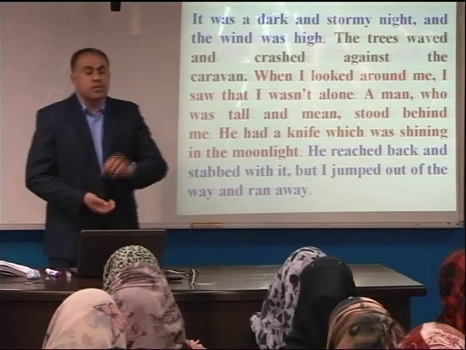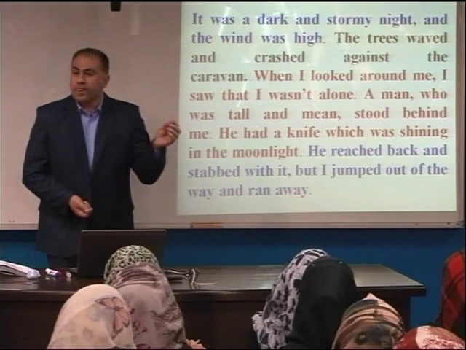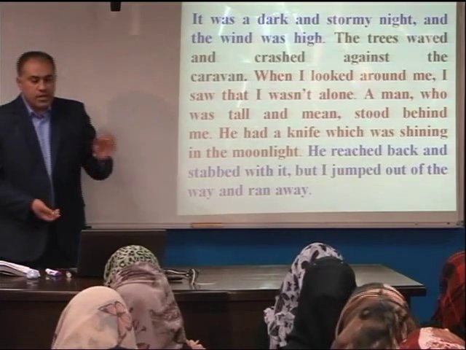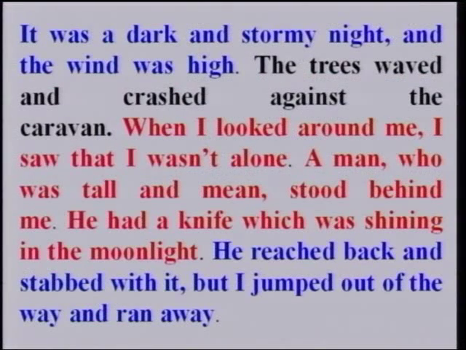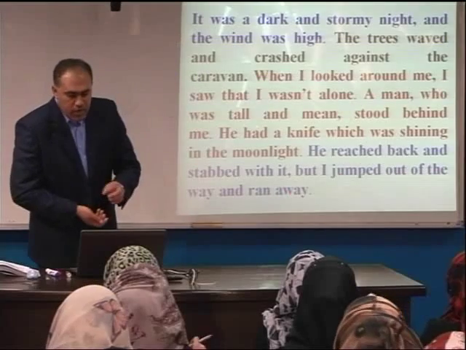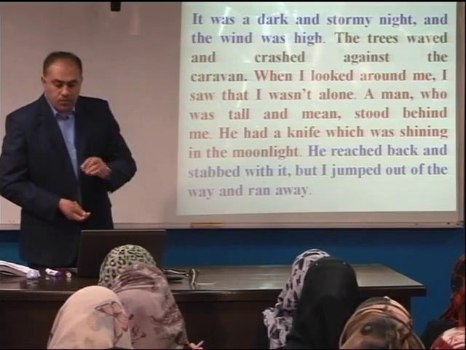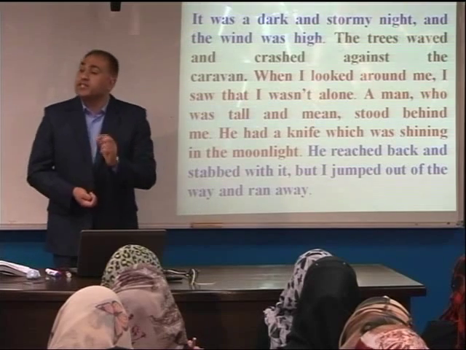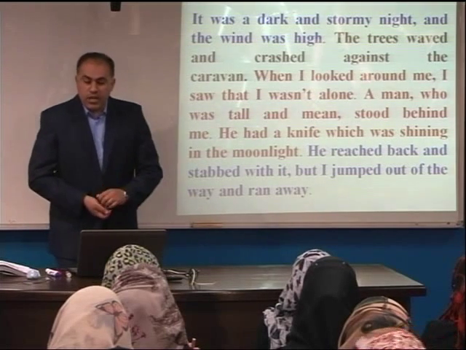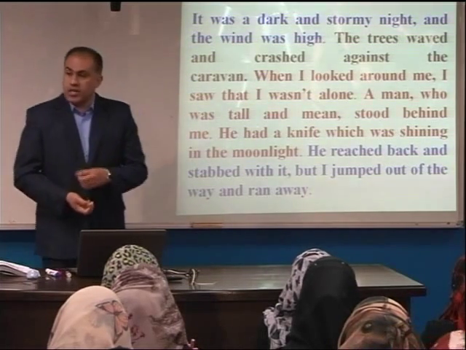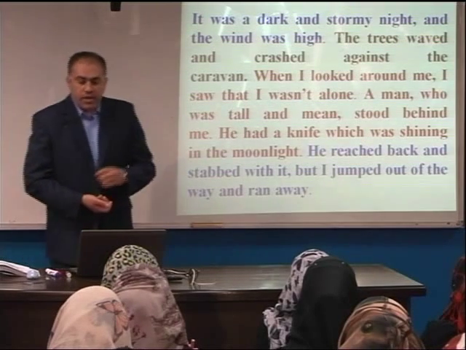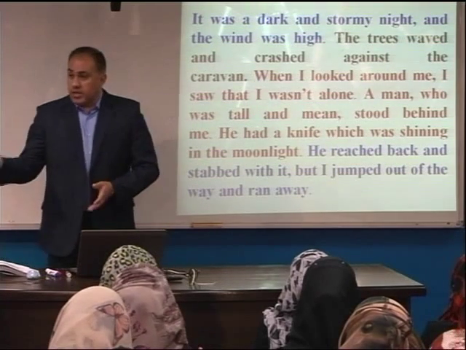Let's look at these sentence types. The first one is a compound sentence. The second one, the trees waved and crashed against the caravan. We joined the two sentences into one simple sentence. When I looked around me, I saw that, it's a complex sentence. A man who was tall and mean, again, it's a complex sentence. He had a knife which was shining, again, this is a complex sentence. He reached back and stabbed with it, but it's a compound.